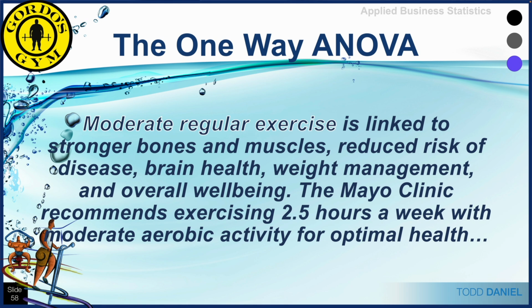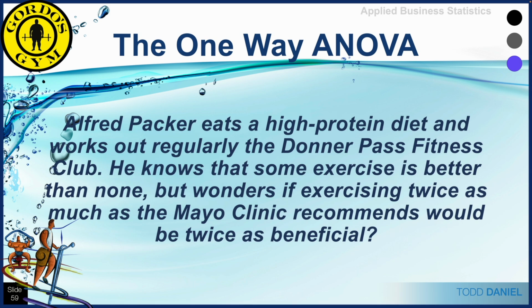The Mayo Clinic recommends exercising 2.5 hours per week with moderate aerobic activity for optimal health. Alfred Packer eats a high-protein diet and works out regularly at the Donner Pass Fitness Club. He knows that some exercise is better than none, because he's read this article, but he wonders if exercising twice as much as the Mayo Clinic recommends would be twice as beneficial. How can we answer this question?